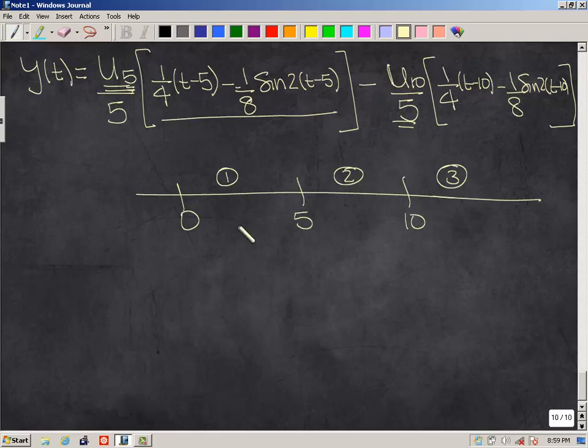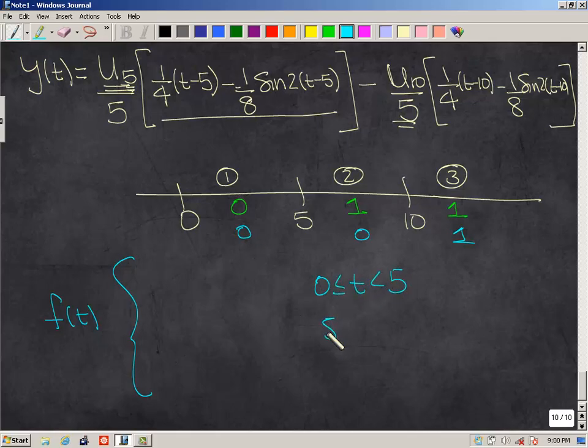In the first piece, since this function comes on at 5, it's going to be 0 in the first piece. I'll use green for that. And after that, this function u of 5 will always be 1. This function comes on at 10, so I'll use a different color, blue. So it's 0 until then, and then it's going to be 1. So if you were to write this as a piecewise function, you would have 3 pieces. From 0 less than t less than 5, and then 5 less than t less than 10, and t greater than or equal to 10.